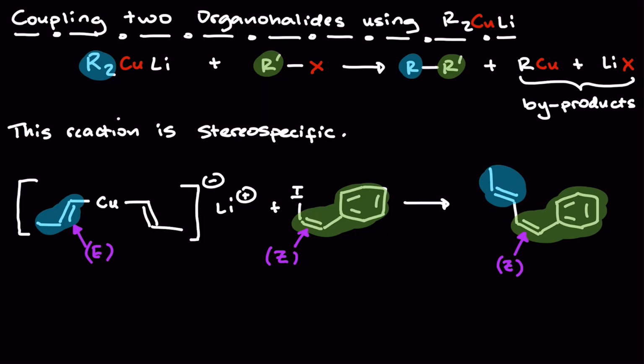Note that the stereo configuration that was at the organohalide side is retained. You still have a Z configuration at that particular alkene. And the stereo configuration from the lithium dialkylcuprate is also retained. That has an E configuration around the alkene. And so once again, this means that the reaction is stereospecific, because that configuration from the reactant is dictating and controlling the configuration at the product. Okay, so that is your coupling reaction with organocuprates or your lithium dialkylcuprates.